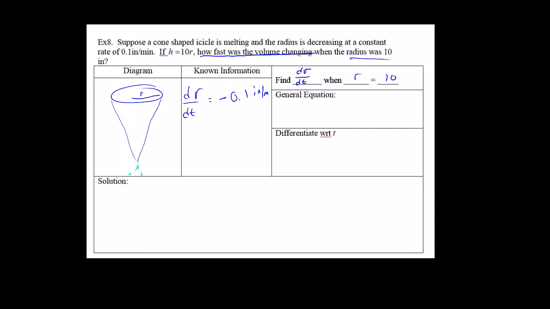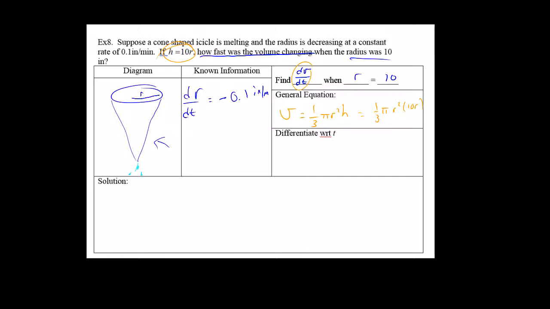So r is 10. So general equation, oh look, we have a nice cone. The general equation of our cone is going to be the volume, because we're looking for this, is equal to, anybody? 1/3 pi r squared h. But they threw us a little tiny curveball. The h is going to be 10 times the radius at this point. So we're just going to rewrite this: we have 1/3 pi r squared times 10r. So that's going to be our equation.